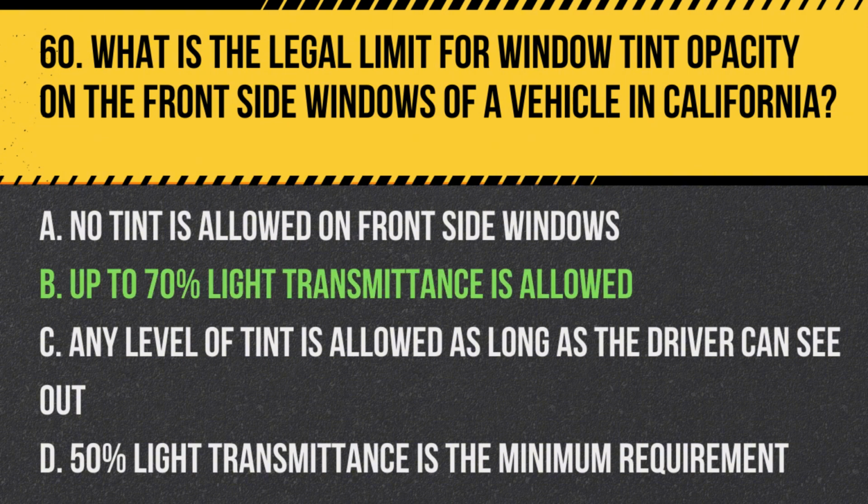Answer: B. Up to 70% light transmittance is allowed. This ensures that the driver has sufficient visibility while also allowing for some level of window tinting.